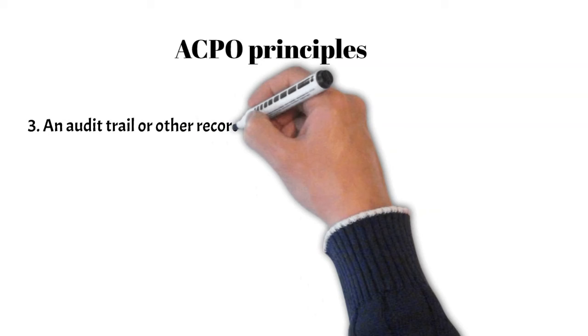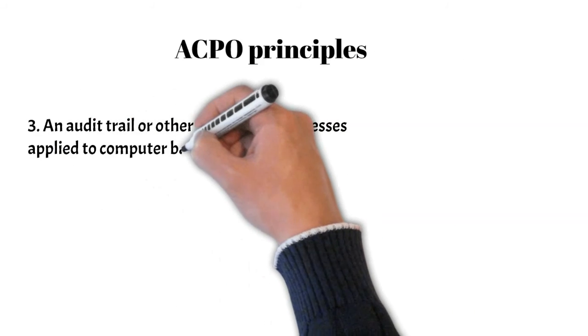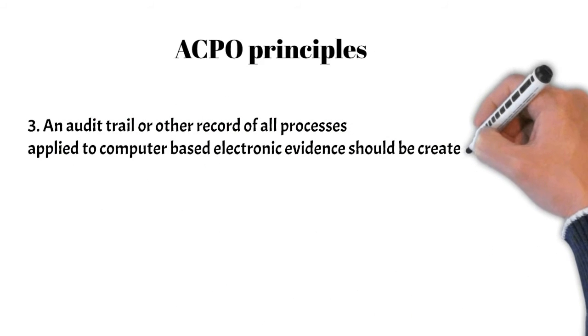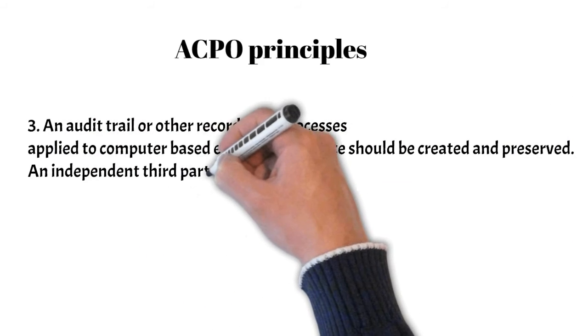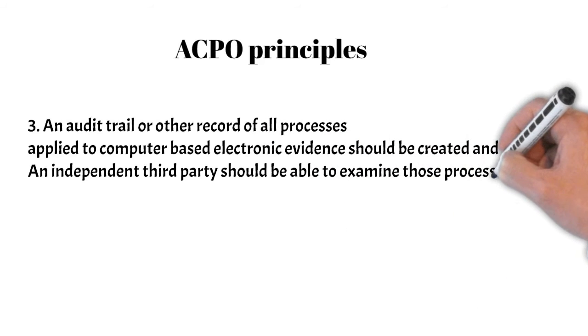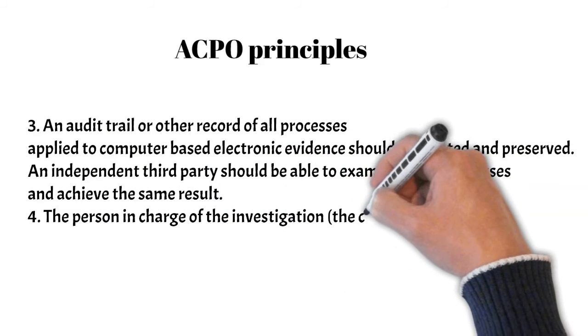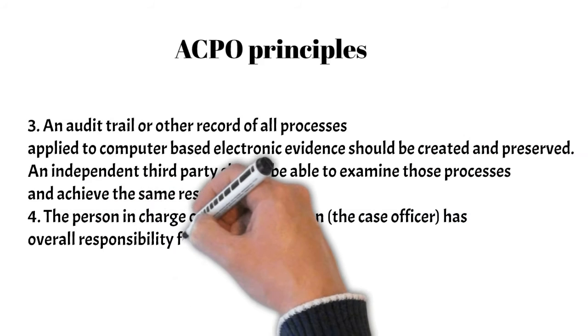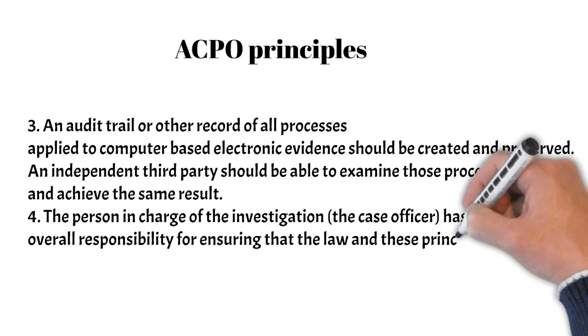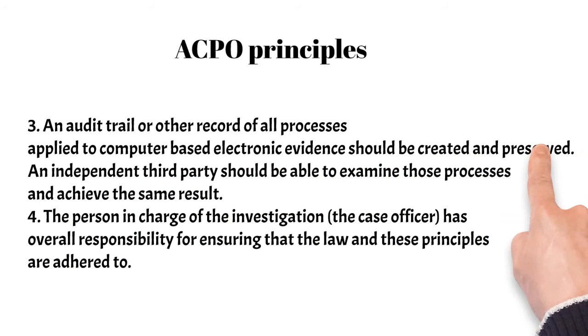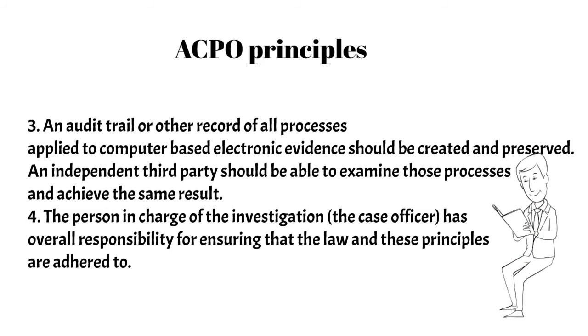The third principle suggests an audit trail or other records of all processes applied to computer-based electronic evidence should be created and preserved. An independent third party should be able to examine those processes and achieve the same result. The final principle suggests that the person in charge of the investigation, which is the case officer, has the overall responsibility for ensuring that the law and these principles are all adhered to.